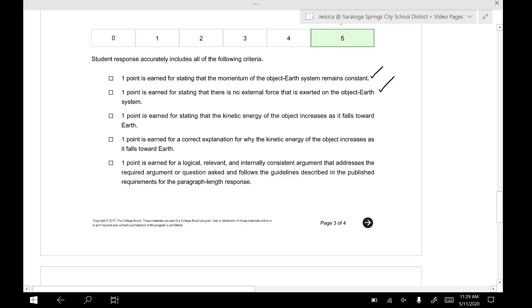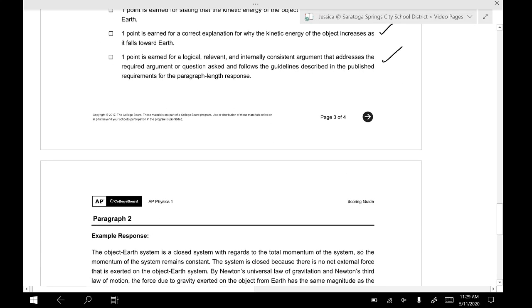1 point for stating that the kinetic energy of the object increases. For correct explanation as to why the kinetic energy increases, I did that. And a logical paragraph, so I wrote a good paragraph. Hooray, I got all 5 points. Let's just look at what their sample response says.